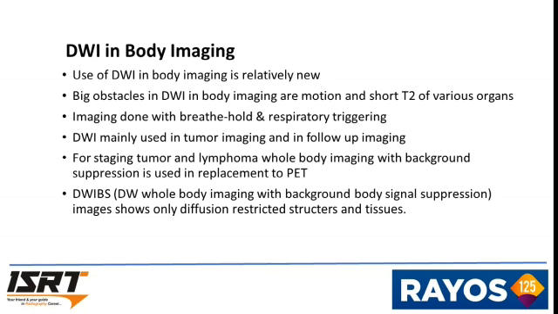For staging of tumors and lymphoma, whole body imaging with background suppression is used as a replacement for PET imaging. Diffusion weighted whole body imaging with background body signal suppression shows only diffusion restricted structures and tissues.